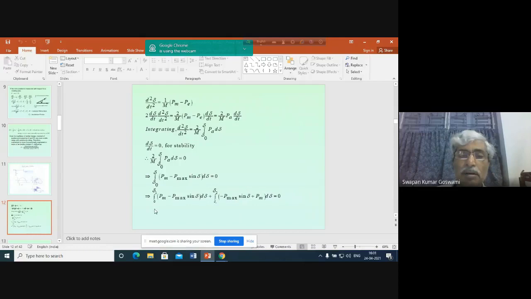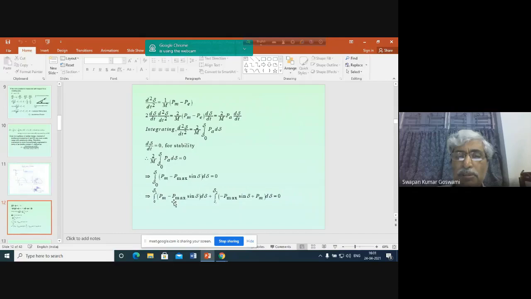Okay. Or from delta 0 to delta. This is obviously where the speed is synchronous again. So it is from delta 0, it is not 0, it is delta 0. Delta 0 to delta 1, say Pm minus P maximum sine delta, plus delta 1 to delta 2.